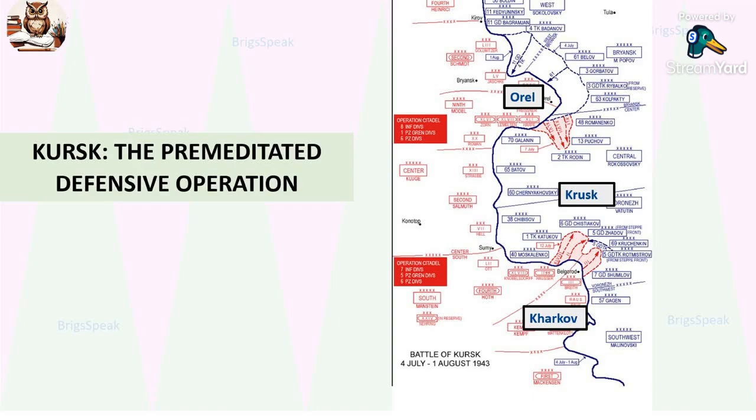Kursk, the premeditated defensive operation. In the earlier slides, you must have seen Kharkov, which was slightly north of the area of Stalingrad. Now, this is the salient which was held by the Russians, and the Germans wanted to cut off this salient.